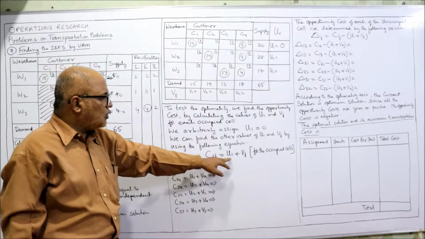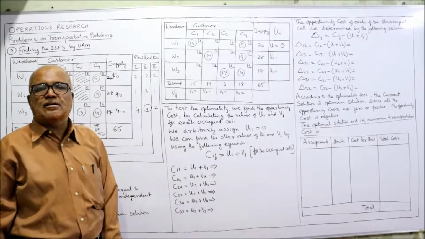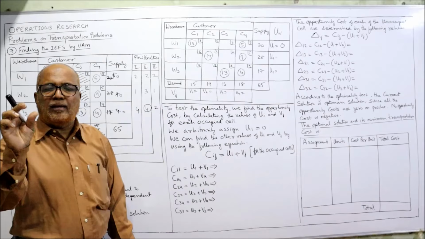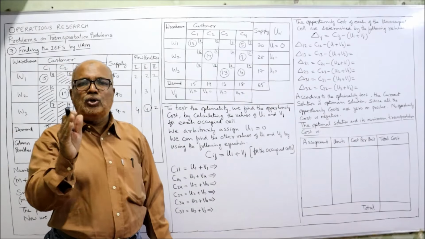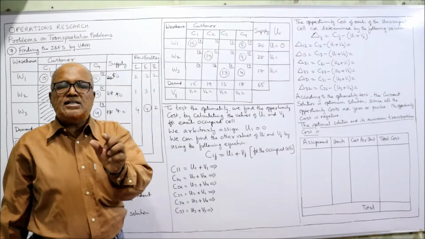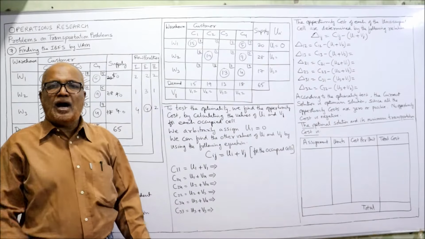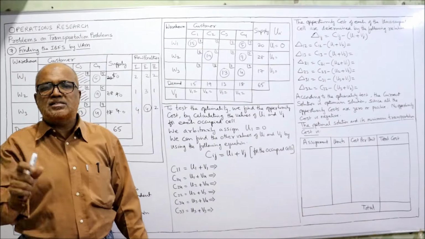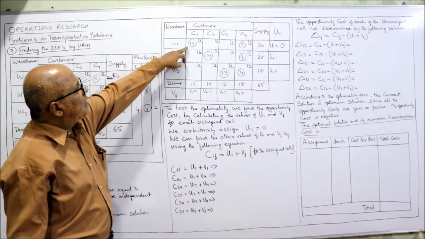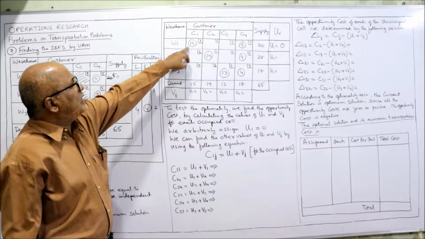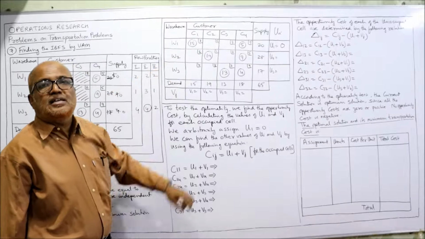Cij is equal to Ui plus Vj for occupied cells. For every occupied cell, we apply this equation. Cij stands for the cost of the ith row and jth column. i is the row and j is the column, C is the cost. For example, the first one is the occupied cell, and this cost of 3 rupees is the Cij.